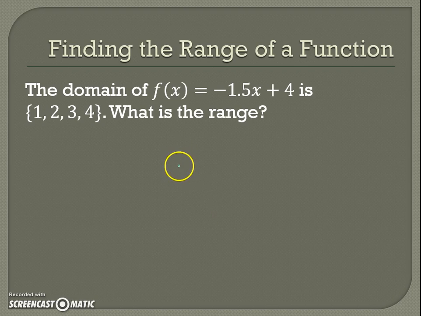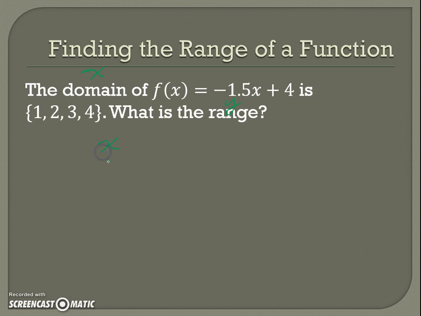It says the domain of this function, f of x equals negative 1.5x plus 4, is 1, 2, 3, and 4. What is the range? The range, remember, is going to be all of the y values. The domain is the x values. The range is the y values. So in other words, we are finding all of the y values for this.